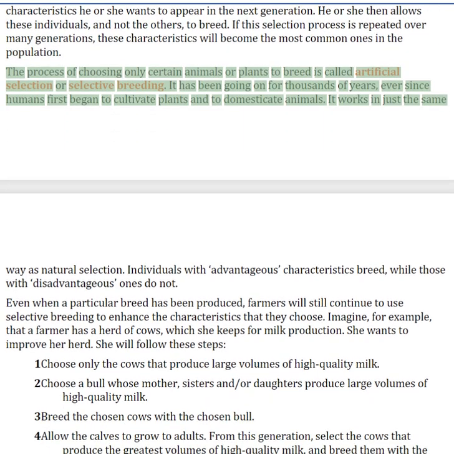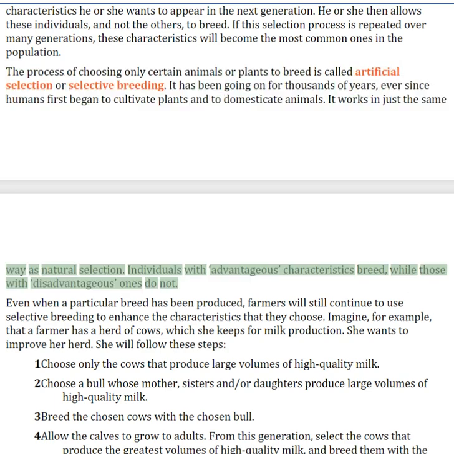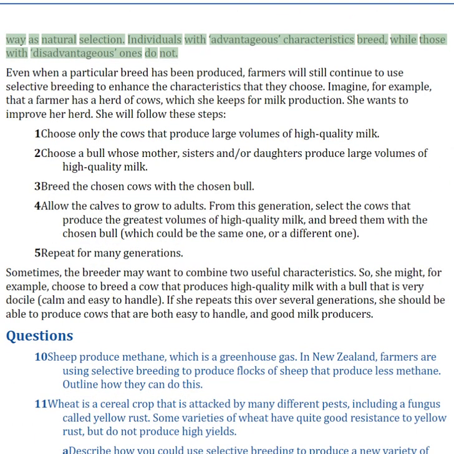The process of choosing only certain animals or plants to breed is called artificial selection or selective breeding. It has been going on for thousands of years, ever since humans first began to cultivate plants and to domesticate animals. It works in just the same way as natural selection. Individuals with advantageous characteristics breed, while those with disadvantageous ones do not.